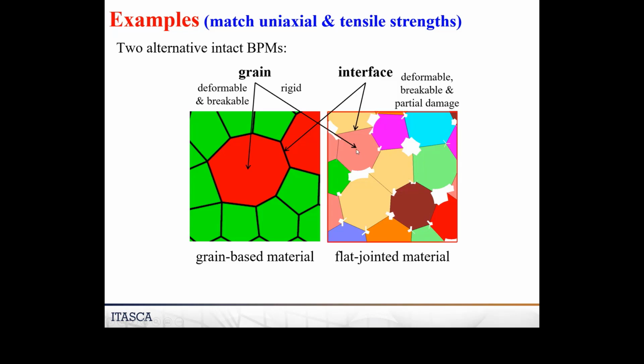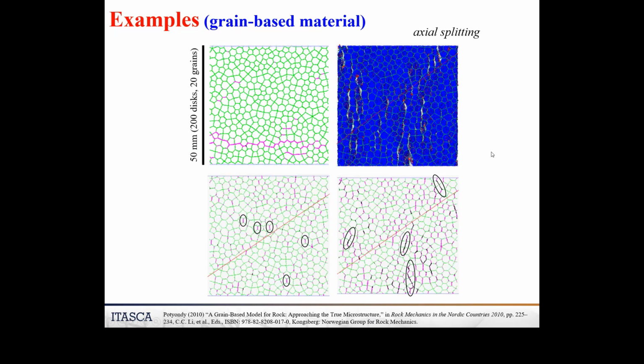So there's just a disc. So every grain here might have 20 by 20 discs. Every grain here is just a single disc, okay? So this grain is deformable and breakable because it's a full-scale bonded particle model. This grain is rigid. But in both cases, the interfaces here are deformable, breakable, and can have partial damage. And so this is that grain-based material. This up here is a direct tension test, and these are the breakages. And you can see that's breaking in tension, and it's breaking and forming a single fracture.